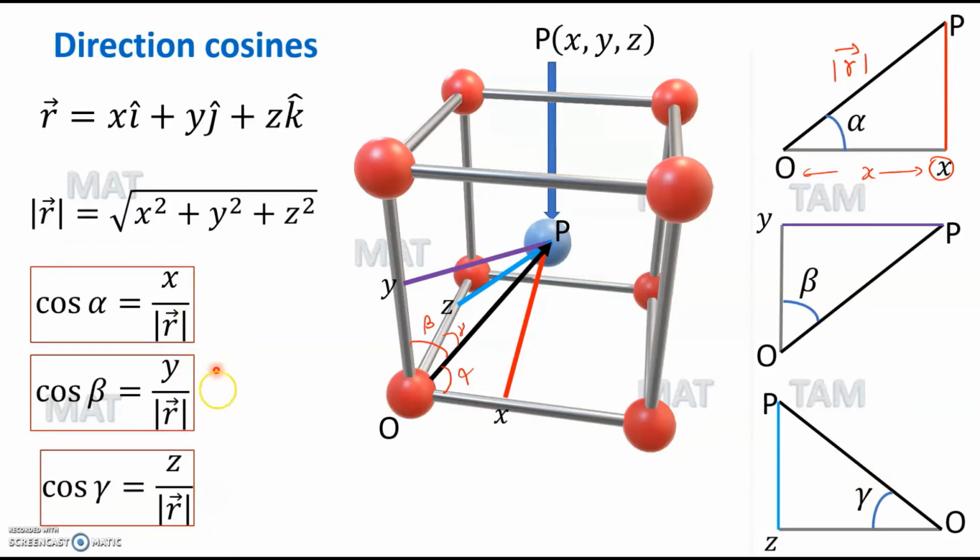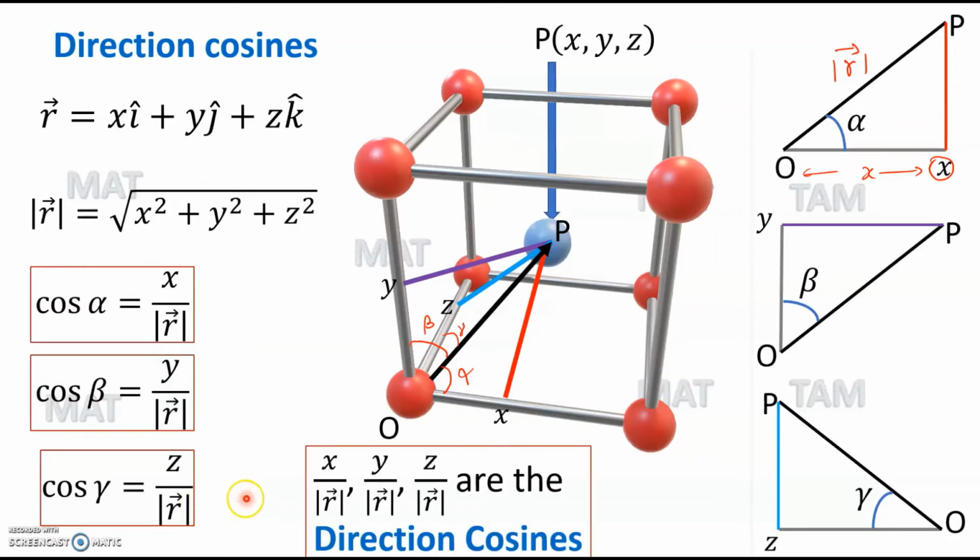So these values, which are X by magnitude of R, Y by magnitude of R and Z by magnitude of R, are our direction cosines for the given vector OP. Now an interesting thing is, these direction cosines are unique. You cannot have 2 or 3 direction cosines for a given vector.